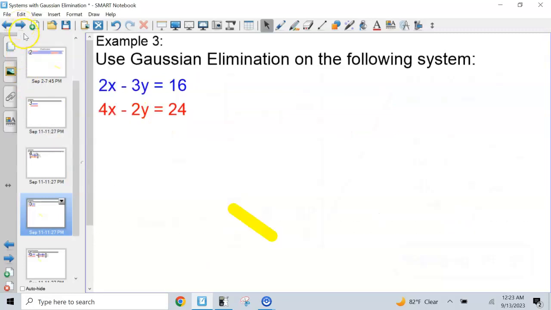Let's try an actual problem. Use Gaussian elimination on the following system. So first I'm making a matrix. For x is 2, for y is negative 3, answer 16. Second equation, for x is 4, y is negative 2, answer 24.